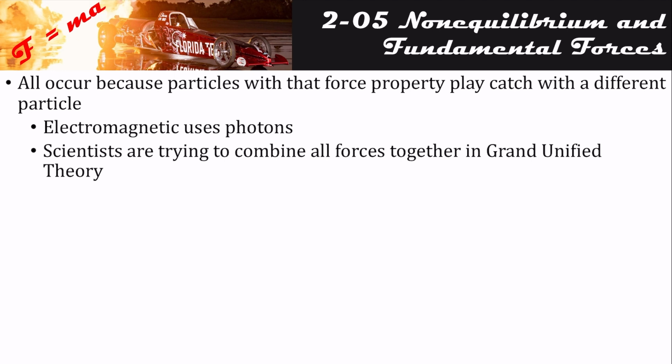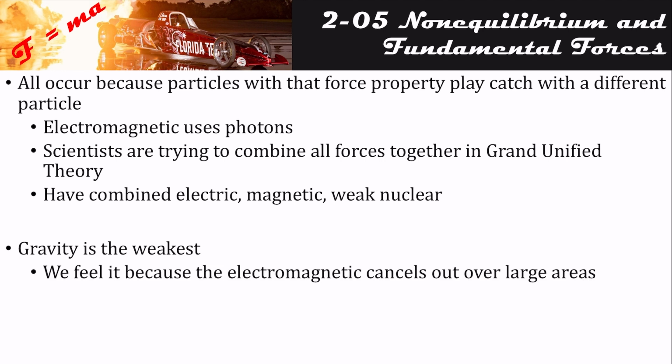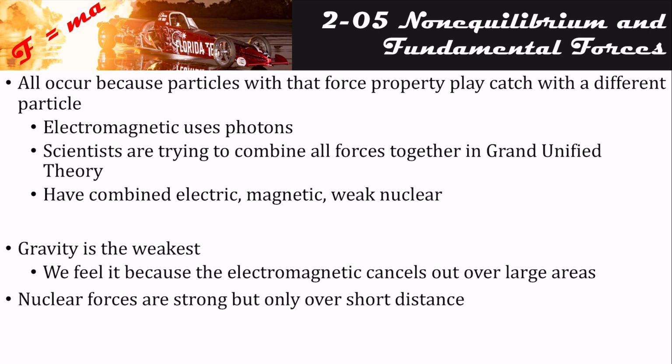Scientists are trying to combine all the forces together in the grand unified theory, and we've combined electromagnetic and weak nuclear. And last I heard, I think they've kind of gotten strong in there too, but the gravitational force is still causing issues. Of the forces, gravity is the weakest. We feel it because the electromagnetic cancels out over large areas, and gravity doesn't. Nuclear forces are really strong, but only over very short distances, as in the size of the nucleus of an atom or smaller.